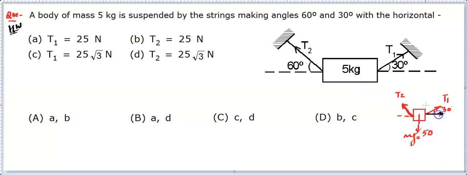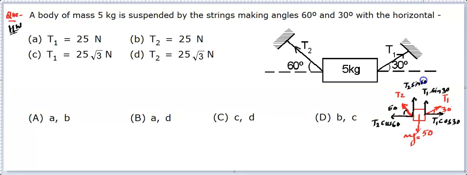Now the tension will have two components, so you can make these two components. This is going to be T1 cos 30 and this is going to be T1 sin 30. Because T1 is a vector, it can be resolved into two perpendicular directions, particularly the x and y directions that we are treating. This angle is 60. So you will have one component lying in this direction, another component lying in this direction. They will represent T2. So this is going to be T2 cos 60 and this is going to be T2 sin 60.